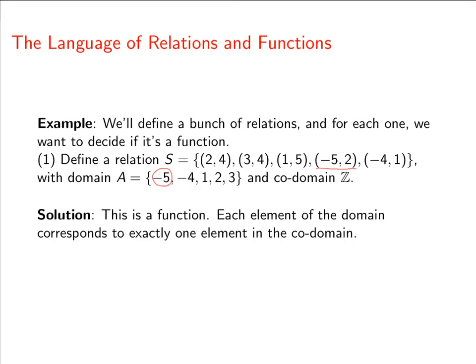And we can continue like this. Like, what about -4? Well, it shows up once as the first element of an ordered pair, and that's true for all of them if you go through all 5 elements of the domain.